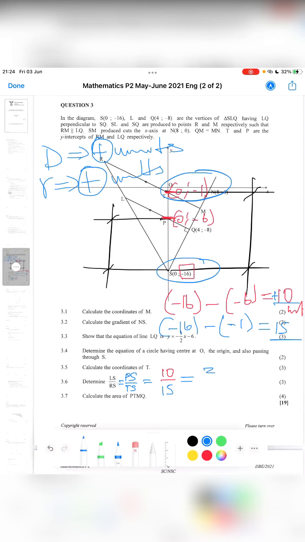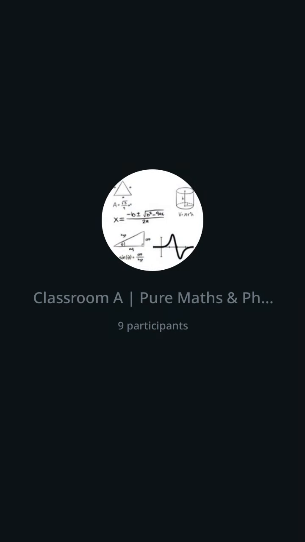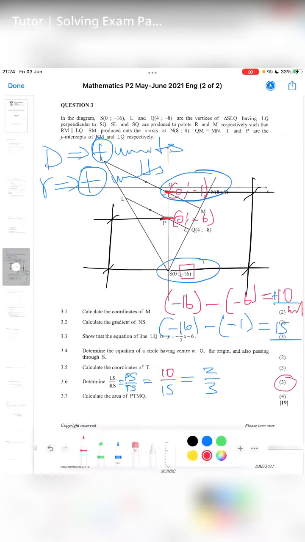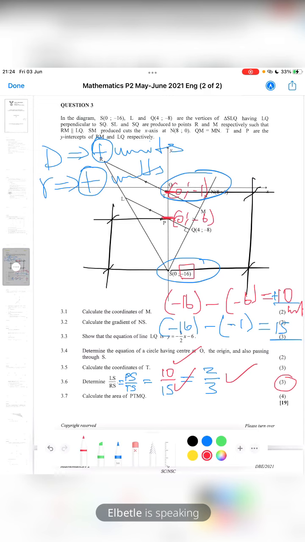2 over 3. So can you see, guys, this question is allocated 3 marks. Anything allocated 3 marks is not that difficult, but you must know this theorem and be able to interpret it. If you do not know how to interpret the theorem, you won't be able to get the correct answer. So this is where you score your mark, and that ratio, that's where you score your third mark. I'm not sure if that makes sense.